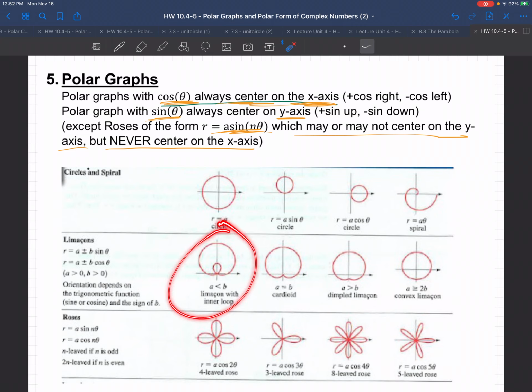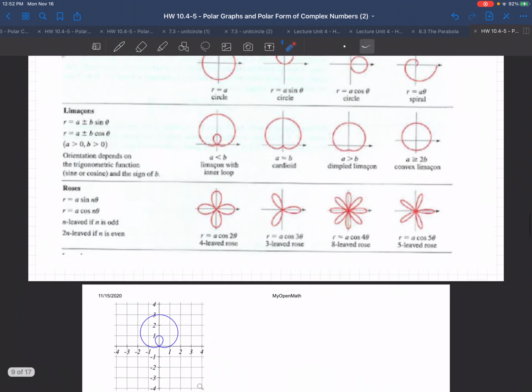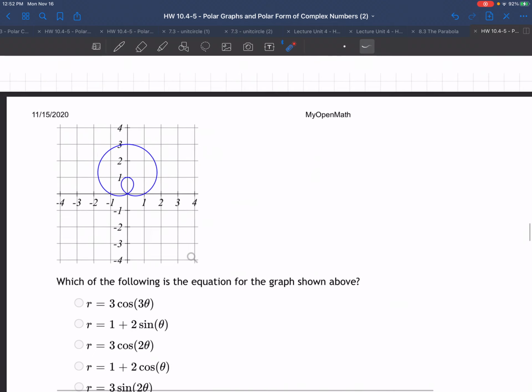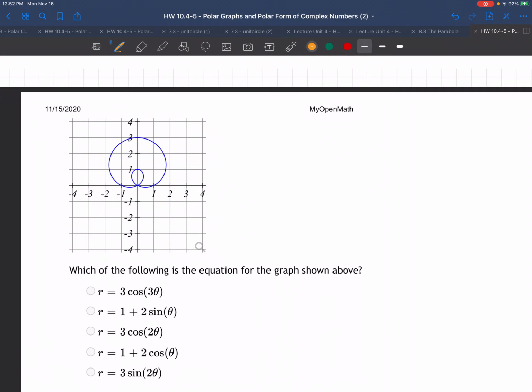There's our graph. So what's the equation? Well, it's a plus or minus b sine theta or cos theta. And notice the a has got to be less than the b. Okay, and we got two numbers added, subtracted, right? So which one could it be?